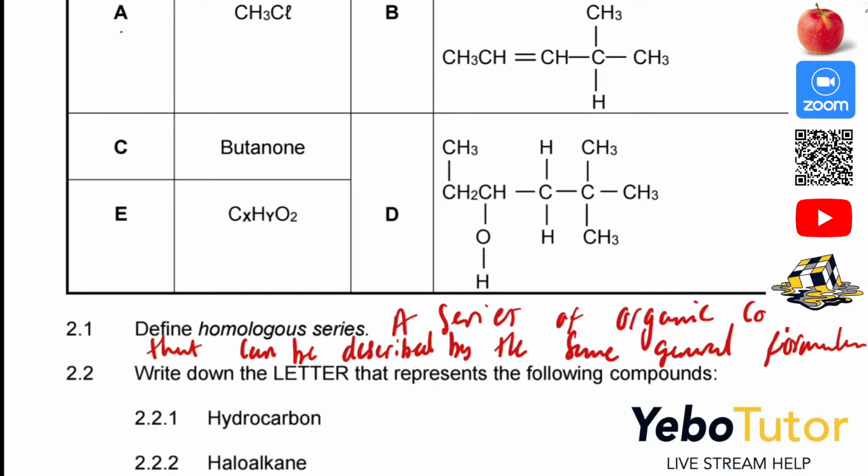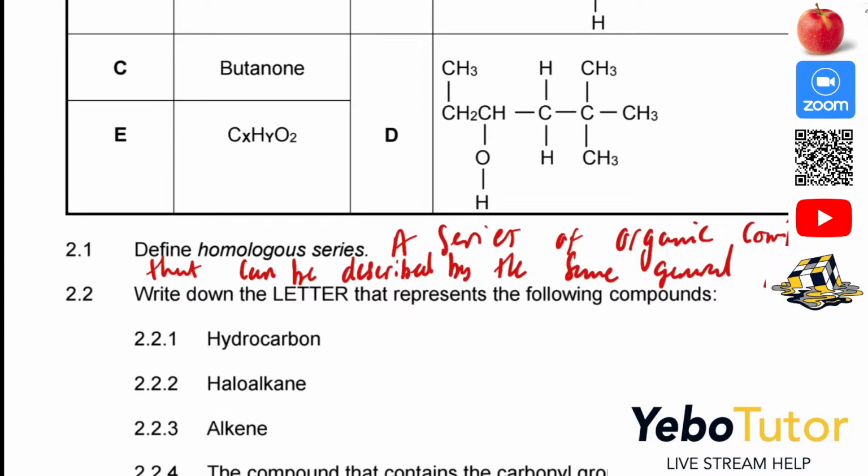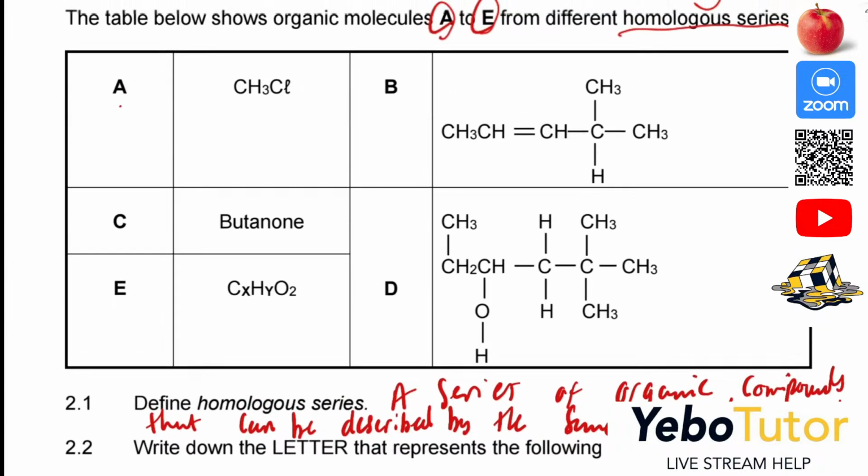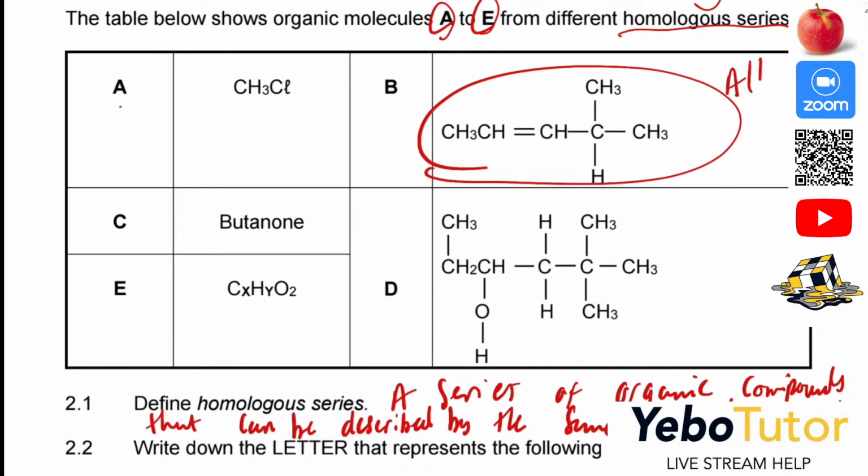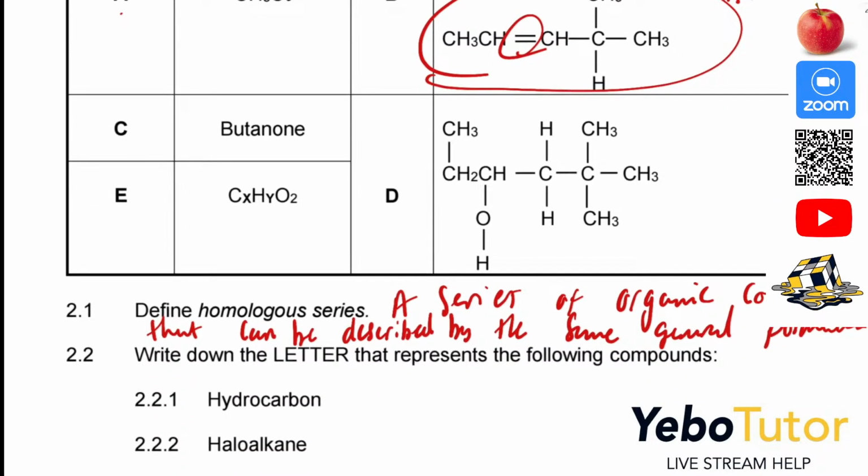Showing you how to do things when you're writing the test. Write down the letter that represents the following compounds. A hydrocarbon. Guys, we know what is a hydrocarbon. Let's check. So we can see that this is a hydrocarbon. As you can see, this is an alkane. Alkene. As you can see here, this is a hydrocarbon. It only has a double bond there. So that's an alkene. So a hydrocarbon is a B.